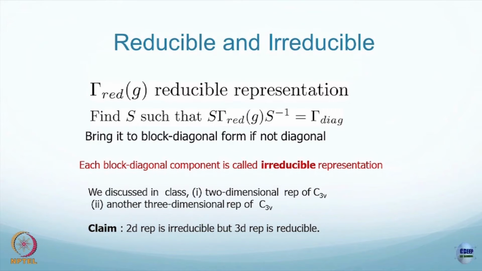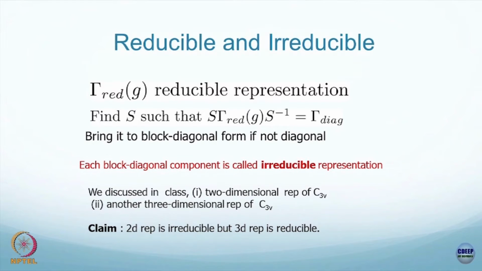So, I am repeating again here, gamma reducible, by that I mean if you find an S for all G, the same S, which brings it to either diagonal form or block diagonal form, then each diagonal component or block diagonal component is called an irreducible representation. We have discussed a 2-dimensional representation for C3V and another 3-dimensional representation for C3V. This is another representation for the same group C3V, because 1, 2, 3 can be taken to be the C3 element by isomorphism. C3V is isomorphic to the symmetric group. This one is reducible, whereas this one is irreducible.